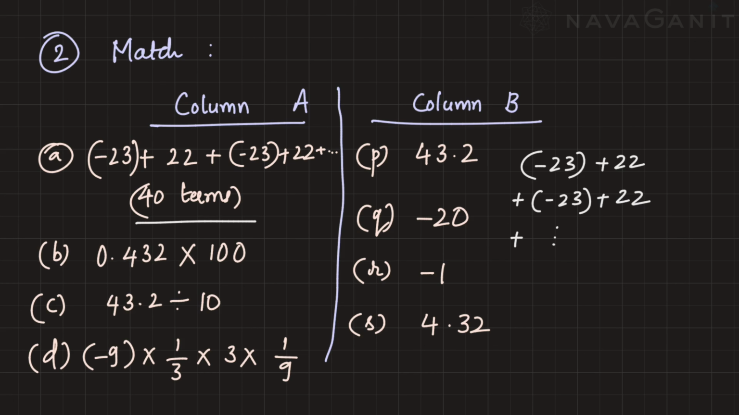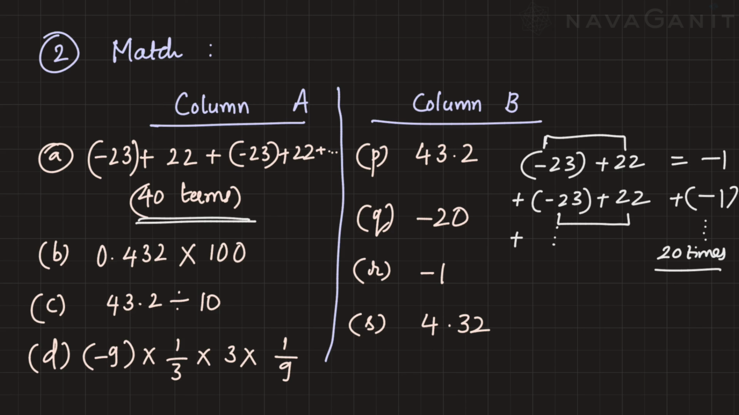So if we club the first two terms, this is nothing but minus 1. If we club the third and fourth term, this is minus 1. So like this we will have minus 1 which needs to be added 20 times, because in total we have 40 terms. So 20 times if we add minus 1, this is nothing but minus 1 multiplied by 20, which is minus 20. So A is mapped to Q.